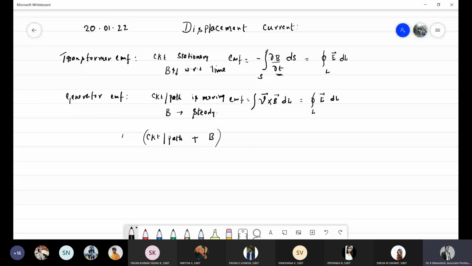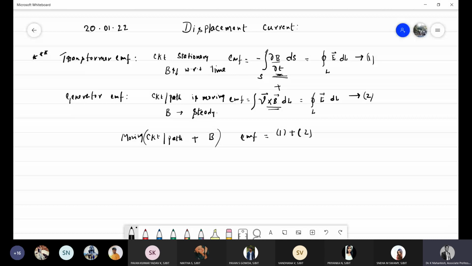So if both are moving, then the EMF induced will be equal to, suppose I call this equation 1 and this equation 2, EMF will be equal to equation 1 plus equation 2. So there will be an EMF induced due to both transformer and generator EMF principles. Is it clear? This is a very important question from the exam point of view, so make sure you know this concept very clearly.